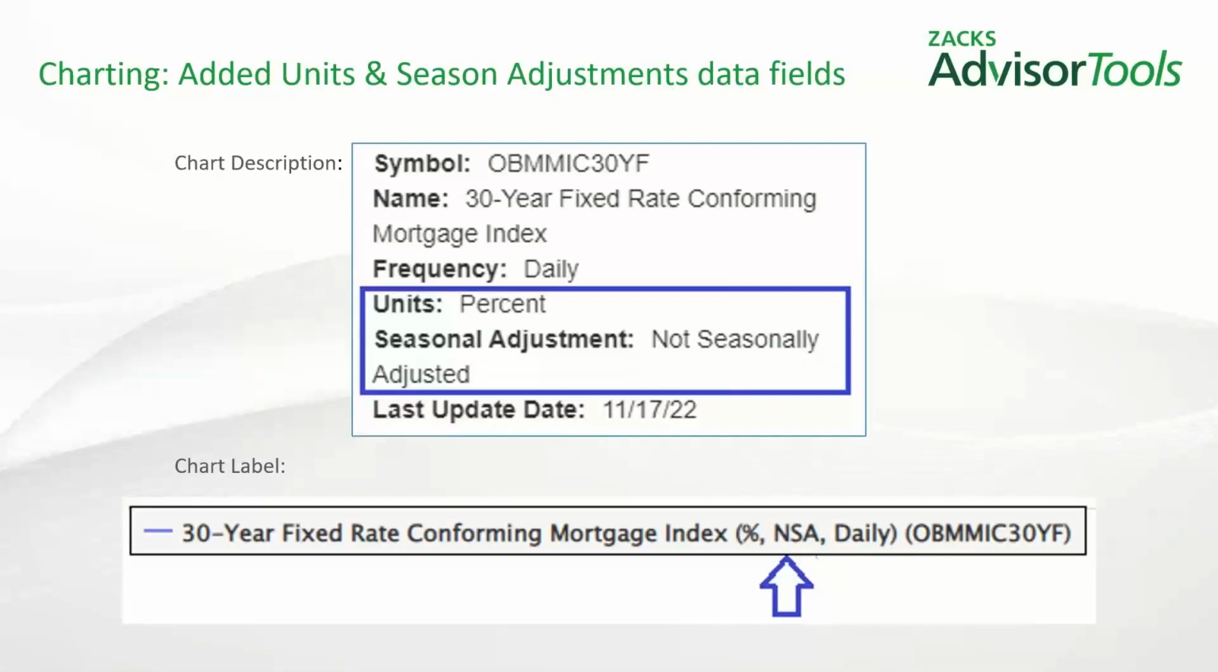In addition to the IntelliSense search, there are added units and season adjustments data fields to economic series. FRED economic data series descriptions now include fields for units and seasonal adjustments. This data is also presented within the chart labels for each series.